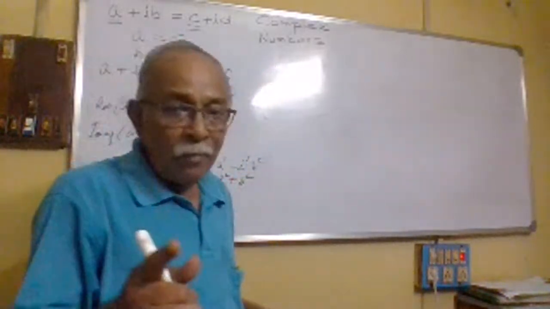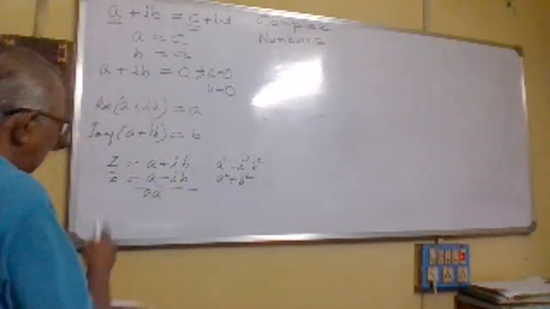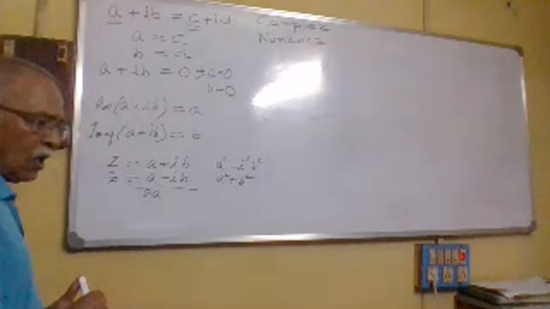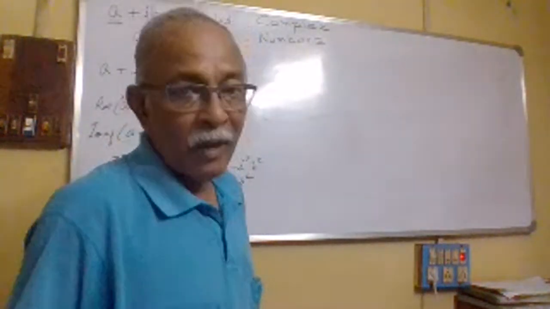Okay. The sum and product of two conjugate complex numbers, as I told, is a purely real number. This is also a purely real number. These things you have to remember.